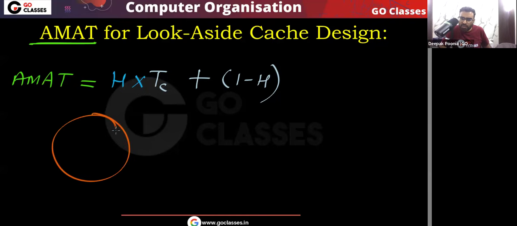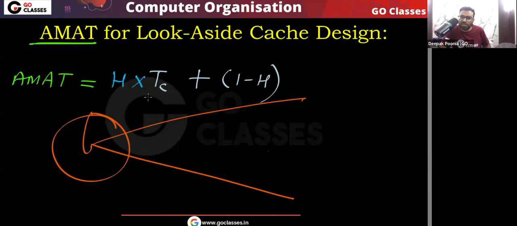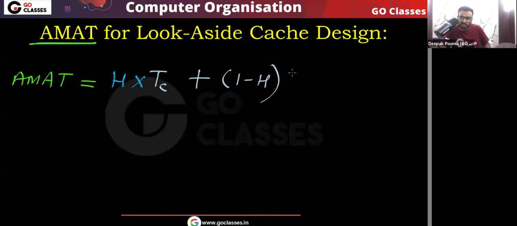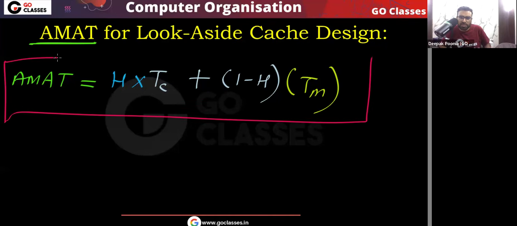because the memory request went to the cache memory and main memory simultaneously. So you can see, if the data is not available in the cache memory, then also we can access the data from the main memory. So I can say the total access time seen by the processor is basically the main memory access time. So that's it. This is the average memory access time formula for look aside cache design.